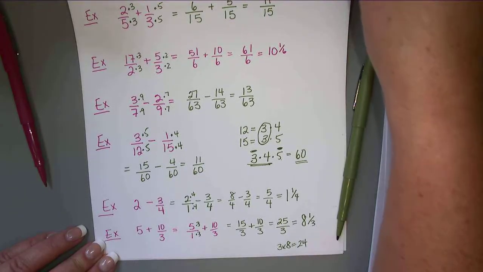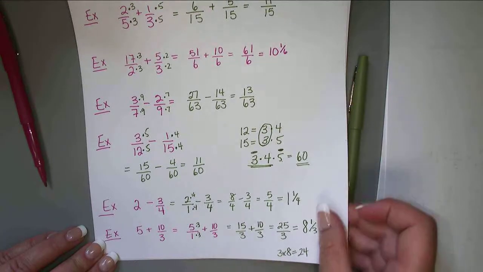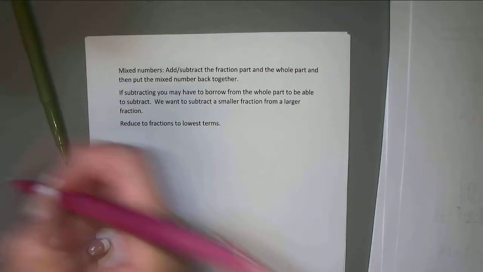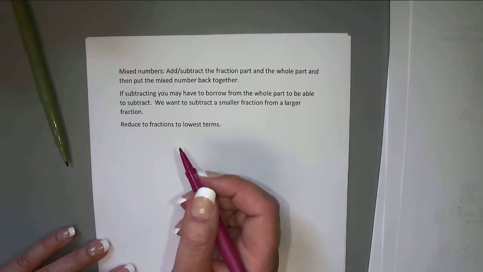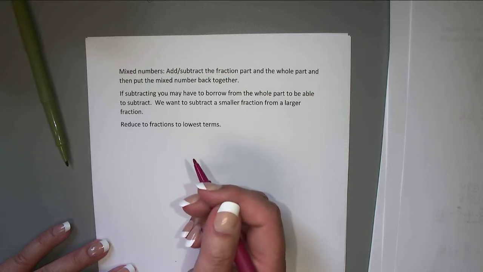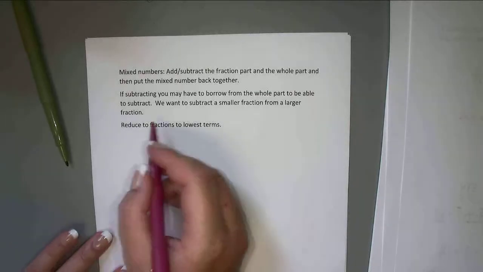Okay, so that's with improper fractions and proper fractions, adding and subtracting. So we're going to do the same thing but with mixed numbers. So we can always convert mixed numbers to improper fractions and then add or subtract them in that way. But we can also break them up. So I'm going to show you the method to break them up.